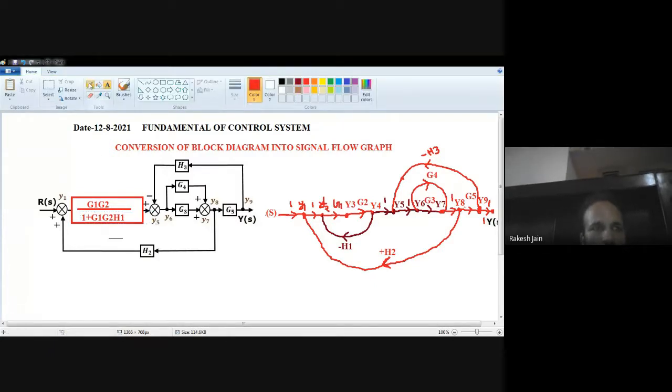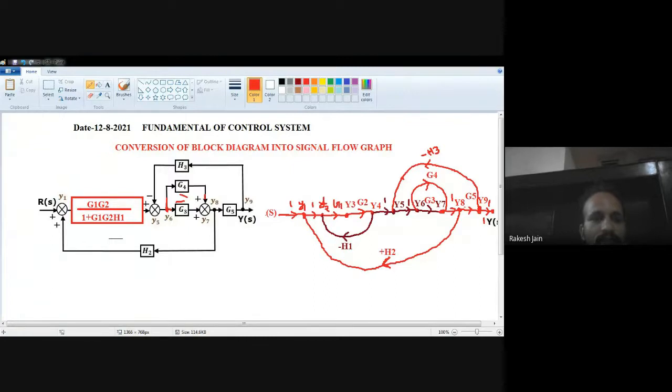Now see these blocks. G3 is the gain of a block and G4 is the gain of a block. Both go into a summing junction, both with a positive sign. It means they will add up to each other. They are in parallel because they come from the same node, and they reach the same summing junction with a positive sign. So whenever blocks are in parallel, they will add up to each other.